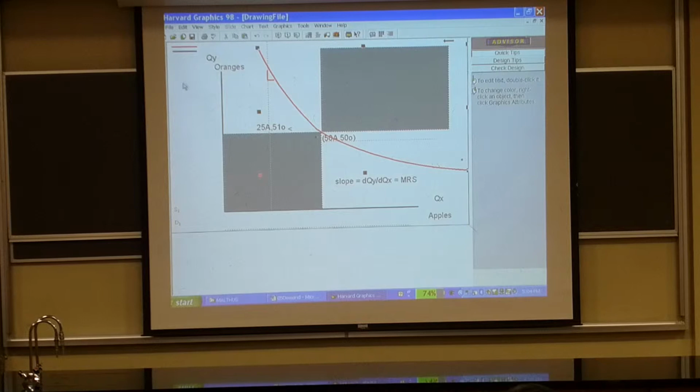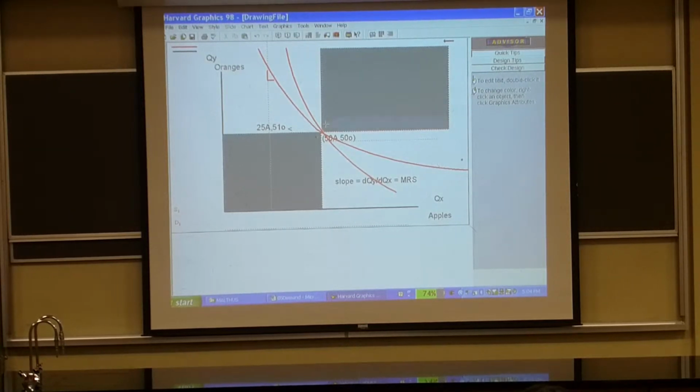Supposing this is the same person, could the same person have intersecting indifference functions? Could that happen? This is the indifference map of one person. You can't even compare the indifference maps of different people. Could this person have intersecting indifference functions? Let's figure it out here.